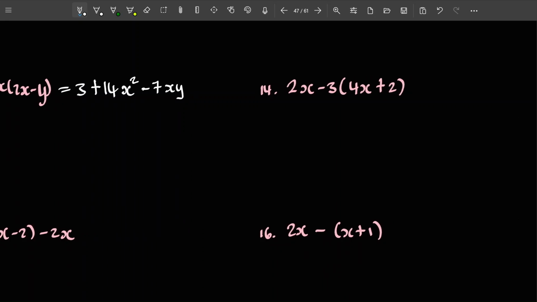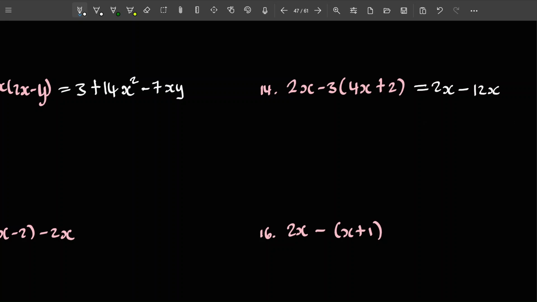Number 14. 2x minus 3 multiplying 4x plus 2. Is 2x part of the multiplication? No. So we bring it as it is, according to the distributive property, distributive law. Now we say minus 3 is going to multiply everything inside. Yes. Minus 3 by 4, the signs are different. Your answer will be negative. 3 by 4 is 12.